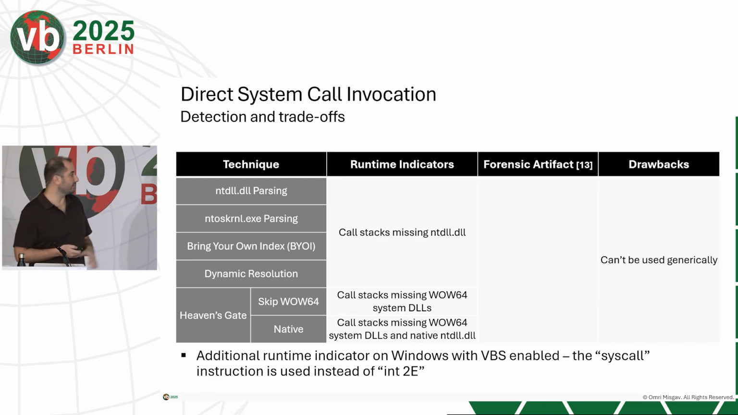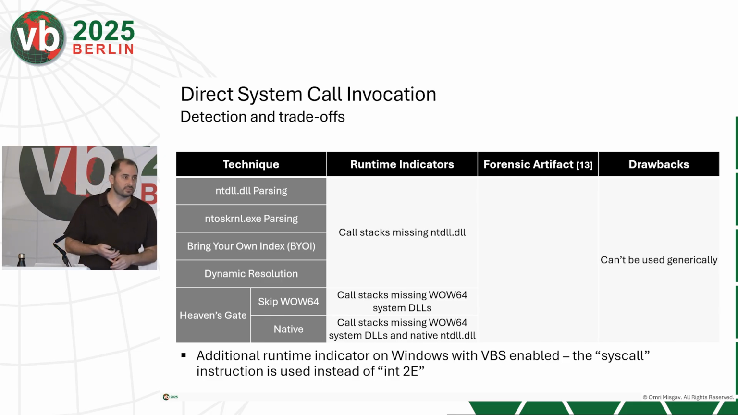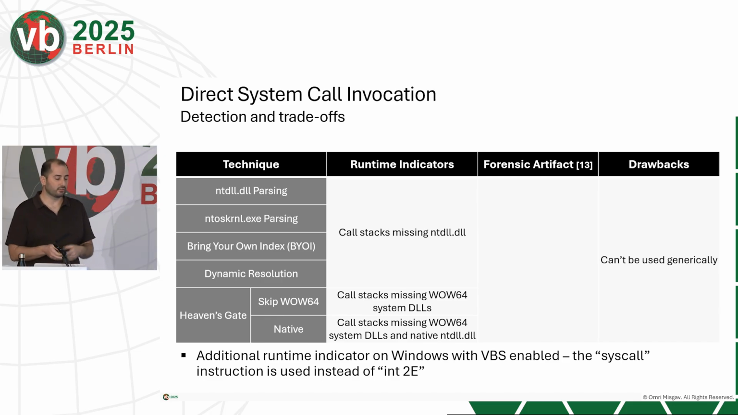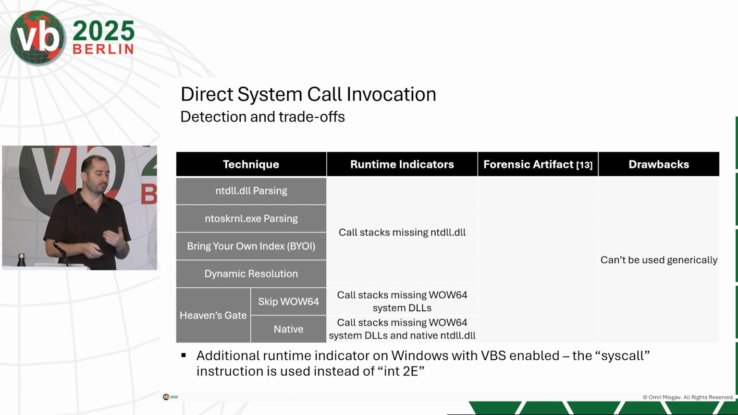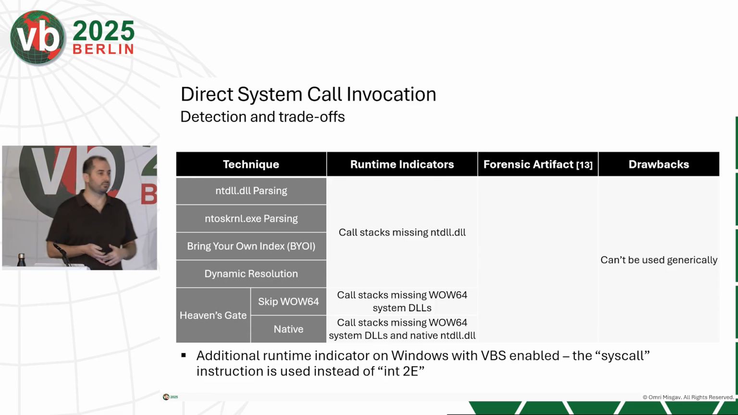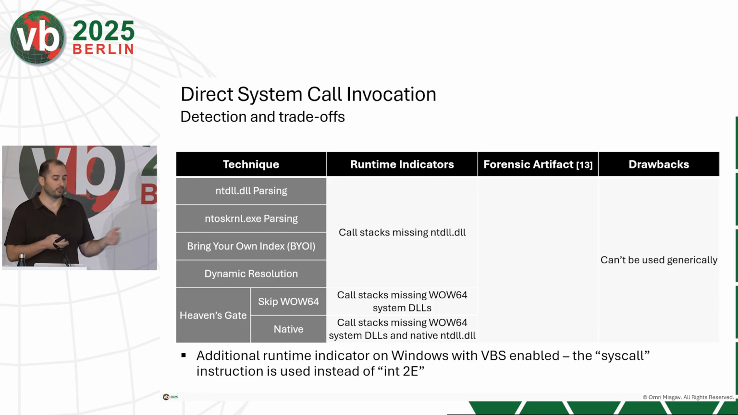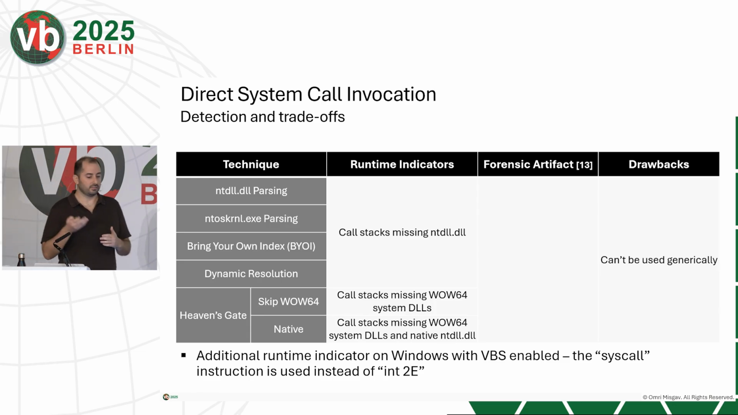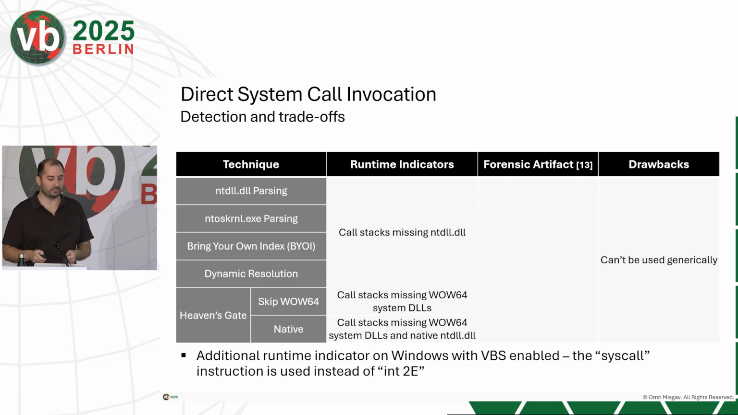And the last thing here, also regarding the runtime indicators, as I mentioned before, a lot of the implementations use the syscall instruction, even though that's not the default instruction that the OS uses. So if we look at the call stack and we see that the syscall instruction was used instead of the int 2e on Windows with VBS enabled, that might also serve as an indicator at runtime.